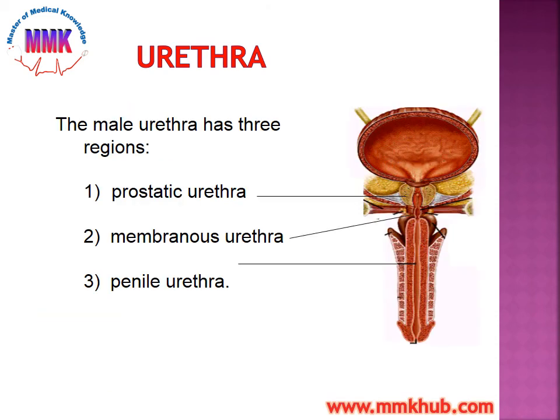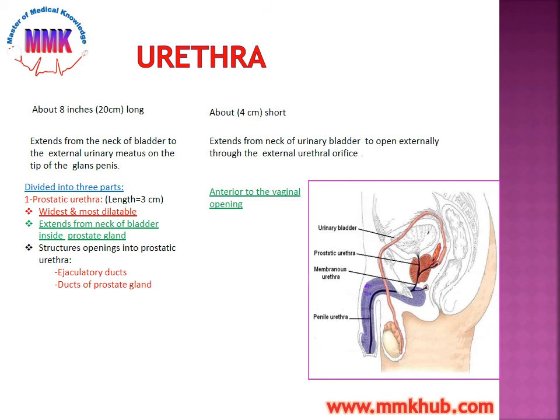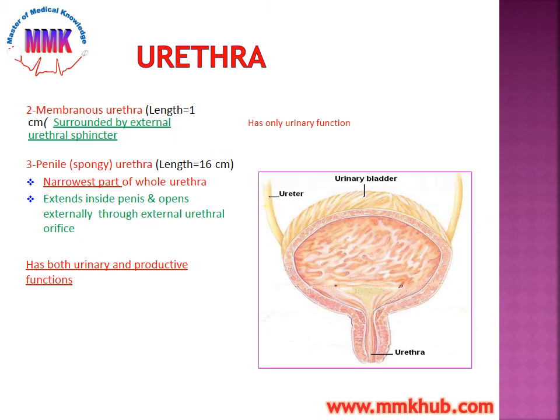The male urethra has three regions: prostatic urethra, membranous urethra, and penile urethra. They all can be seen in the labeled diagram. While the female urethra opens anterior to the vaginal opening. The male urethra has a membranous part which is 1 cm in length, surrounded by external urethral sphincter.